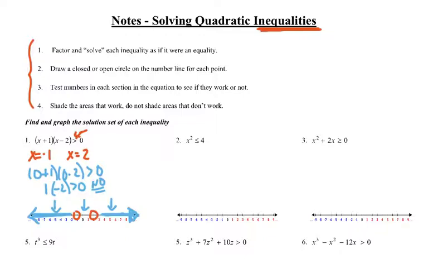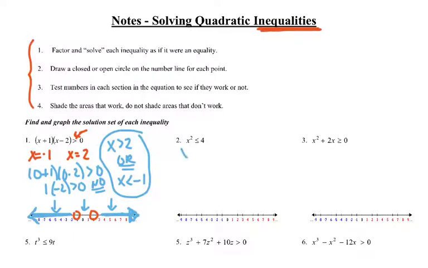Now, my inequality is represented on my graph, but I also have to write it as an answer. So my answer would be x is greater than 2 or x is less than -1. All those numbers that are shaded solve that inequality.